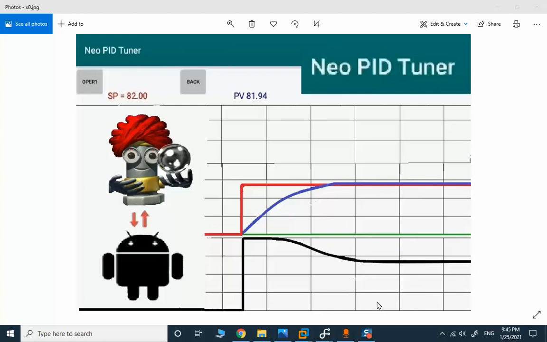In this topic, we will use Neo PID Tuner to estimate first order process models in the DeltaV DCS platform. We will estimate the first order process models and then calculate the optimum PID and PI parameters for those process models in DeltaV.